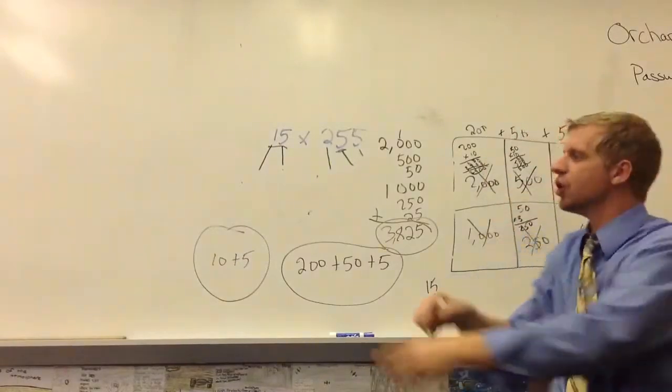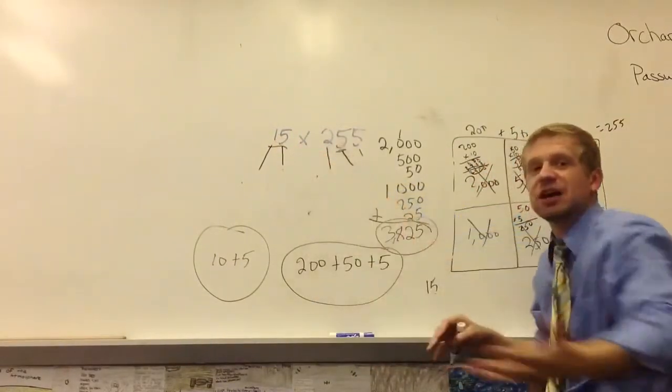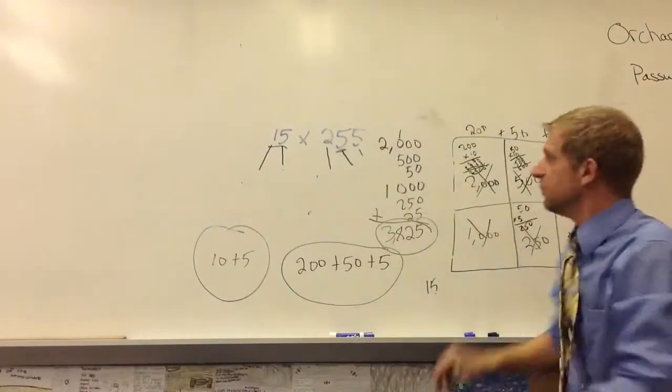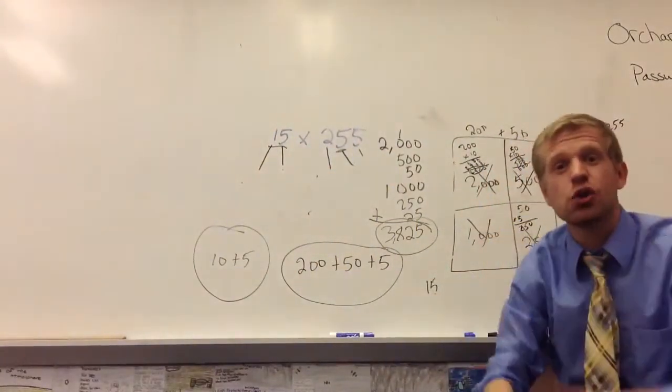Now you know how to do this. Now you can do a double digit times a triple digit. You can probably even do a double digit times 4 digits because you just add one more on the side. You know how to do this.